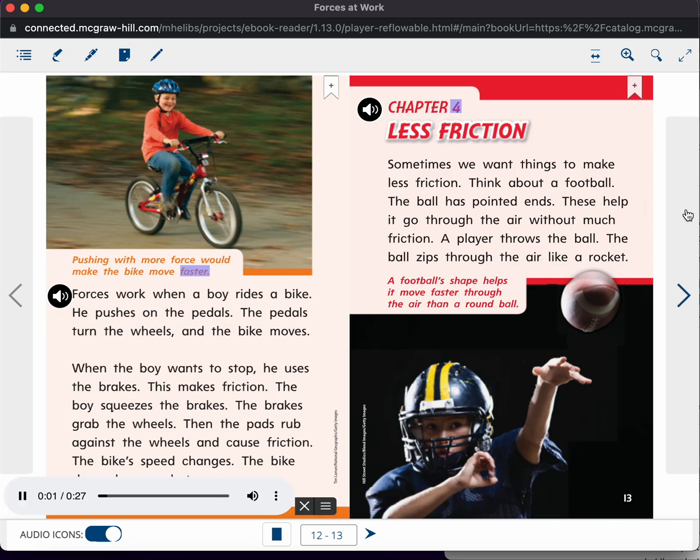Chapter 4. Less friction. Sometimes we want things to make less friction. Think about a football. The ball has pointed ends. These help it go through the air without much friction. A player throws the ball. The ball zips through the air like a rocket. Caption: A football's shape helps it move faster through the air than a round ball.